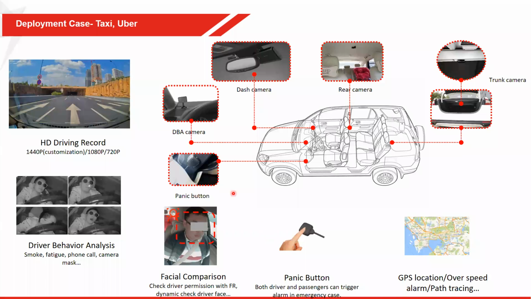Then we can have a panic button, which is nice for the people using the service. So with the panic button, if a person presses it, it is received in the control room, and the control room will now be able to view the cameras within the vehicle to know the specific incident and why the panic button was pressed. We can have a trunk camera and also GPS monitoring as well, to also track the speed and how the drivers are driving.